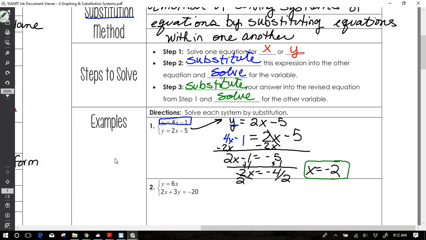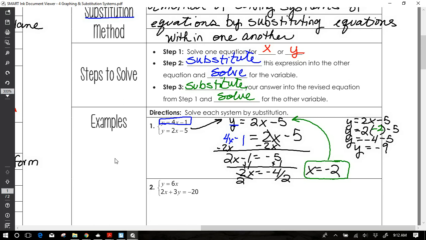So here is the second part. I need to take this x equals negative 2, and I am then going to plug that into this equation. So I'm going to rewrite the equation here: y equals 2x minus 5. But instead of the x, I'm going to plug in the negative 2. And then I can simplify this. So 2 times negative 2 is negative 4. Bring down everything else. Negative 4 minus 5 equals negative 9.